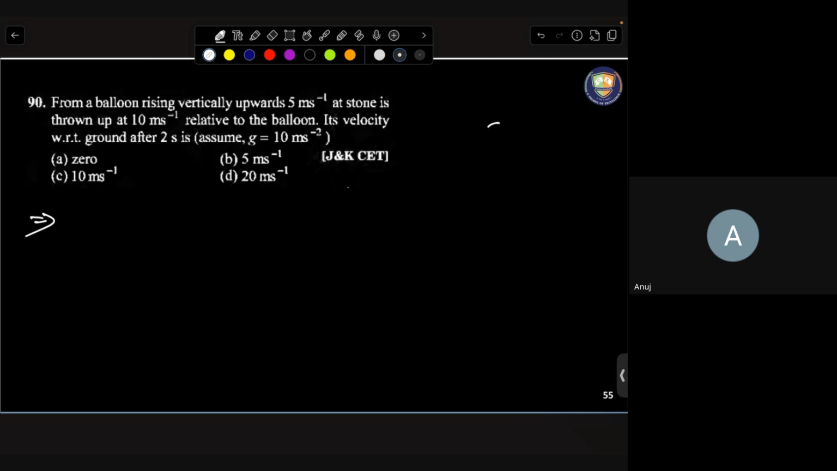So they are saying, let's say a balloon is there, and let's say some bucket kind of thing is there. The whole balloon is going with 5 meter per second, and we are throwing a stone at 10 meter per second. So with respect to the ground, the velocity of the stone is 10 plus 5, that is 15 meter per second. Correct? Now we need to check, around 2 seconds, whether it is before reaching the maximum height or after.